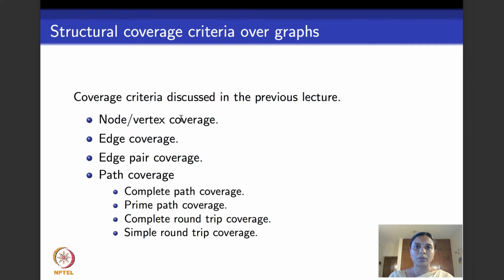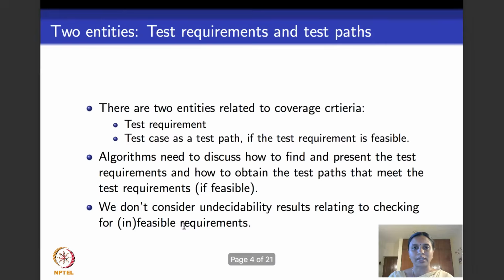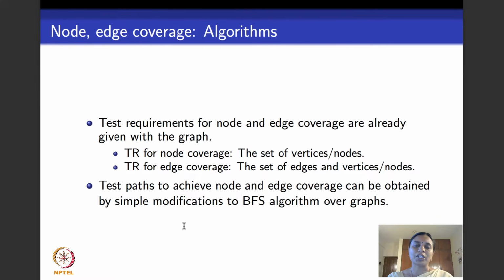So we begin with node and edge coverage, and then we'll move on around this list, right? As I told you, for each of these coverage criteria, there are two things to look at. What is the test requirement, or TR, and what is the test case that will satisfy those TRs? Test cases are test paths in the graph that will satisfy the test requirement. Just to recap, a test path always has to begin at a designated initial node and end in one of the designated final nodes. That's one of the requirements that we imposed as part of the definition of test paths in this course, right?